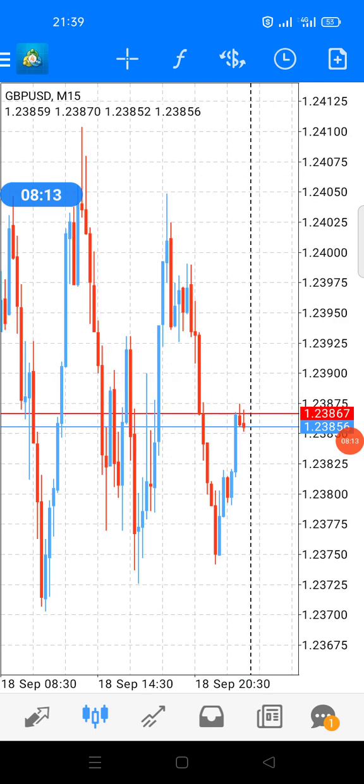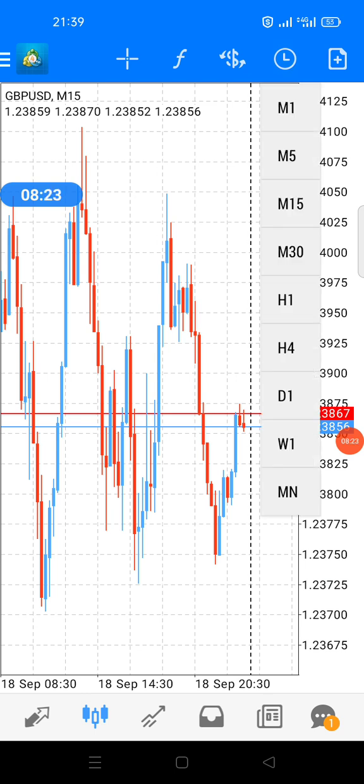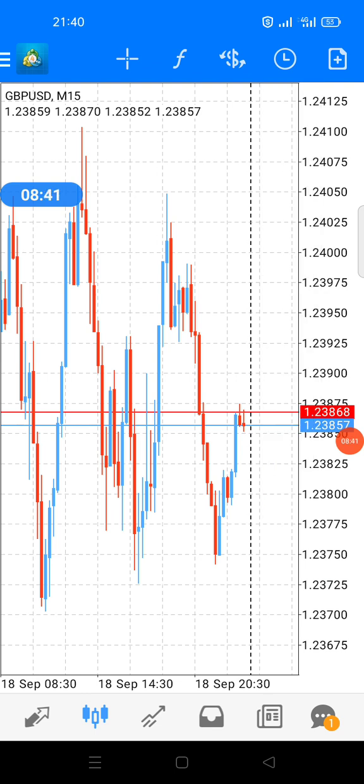15 means that each candlestick, no matter whether it's small or big, is formed or completed in 15 minutes, and so on and so forth. So M30 means 30 minutes, H1 means 1 hour, 4 means 4 hours, D means 1 day, W means 1 week, and MN means 1 month. So this is what you get when you click on this round object that looks like a clock.